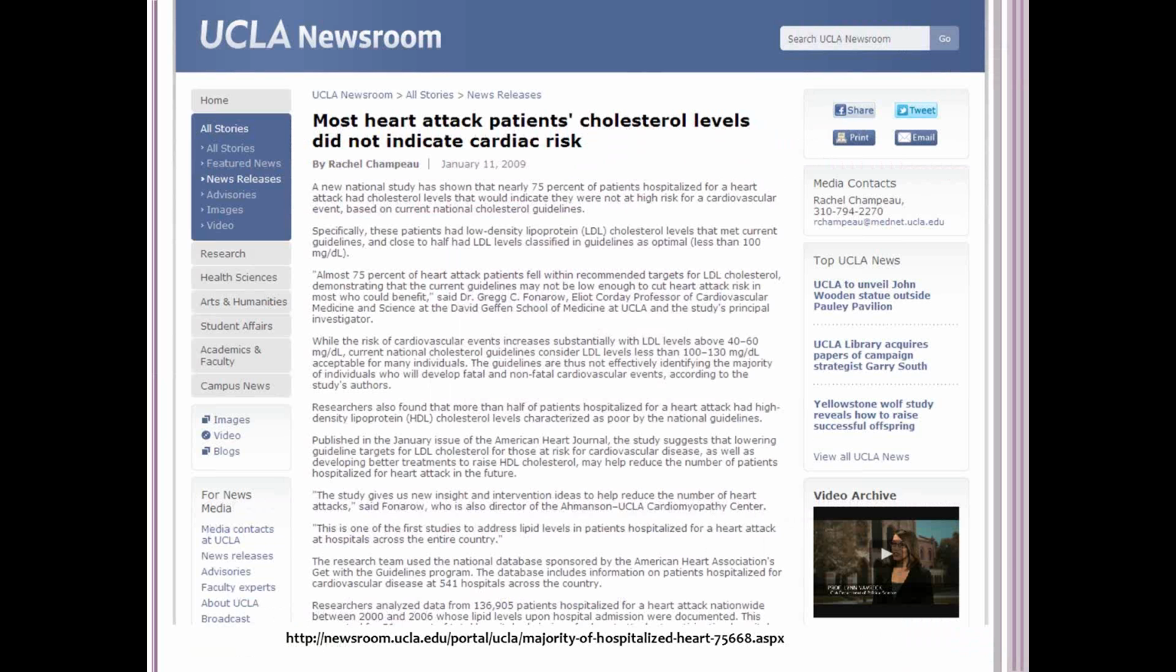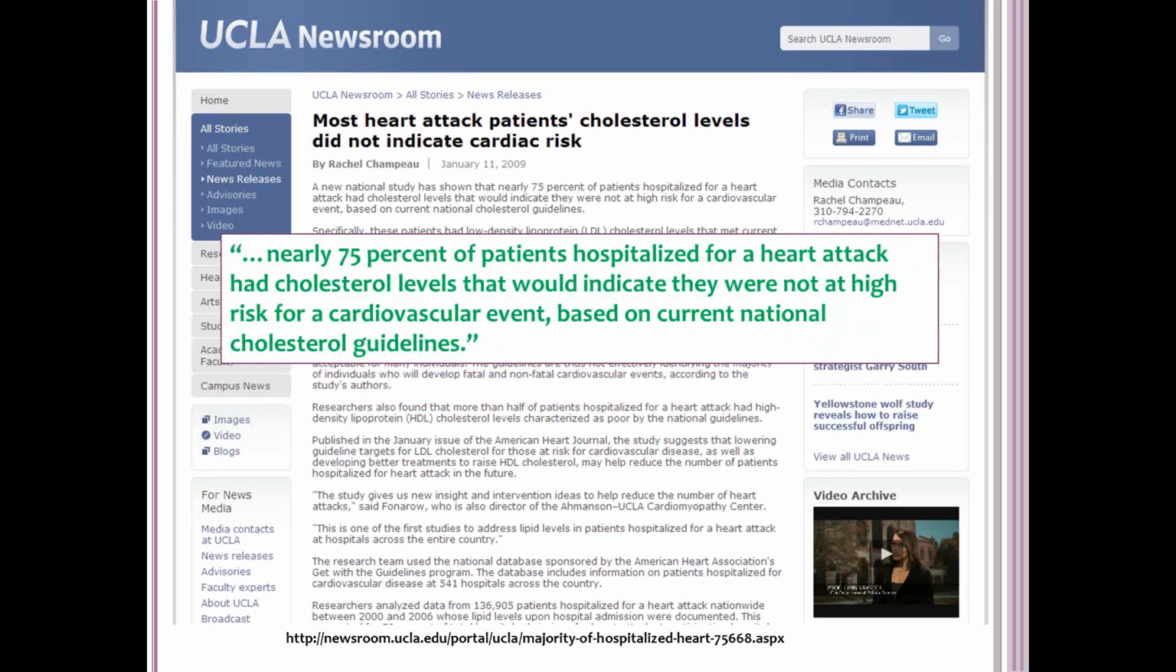This is one of my favorite news clippings. It comes from UCLA from the year 2009. You can see the headline there. Most heart attack patients' cholesterol levels did not indicate cardiac risk. Nearly 75% of patients hospitalized for heart attack had cholesterol levels that would indicate they were not at high risk for cardiovascular events, based on the current, at that time, national cholesterol guidelines.